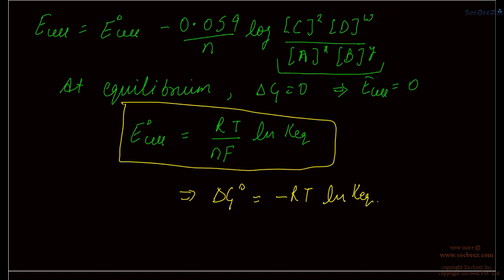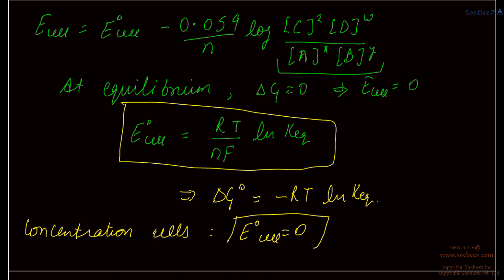Now there are many other types of cells, for example concentration cells. In case of concentration cells, E naught of cell equals 0. Remember this: in case of a concentration cell, E naught of cell equals 0. In concentration cells also, there are many types known as electrode concentration cells or electrolyte concentration cells.